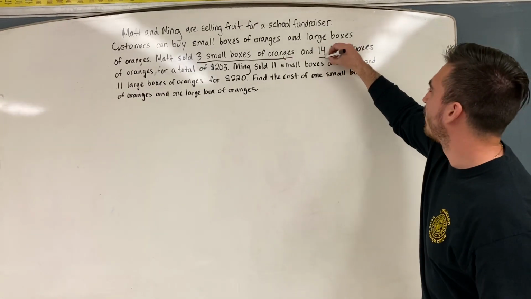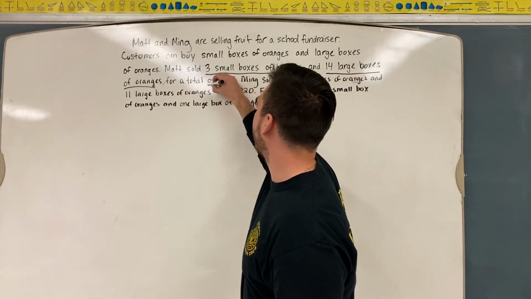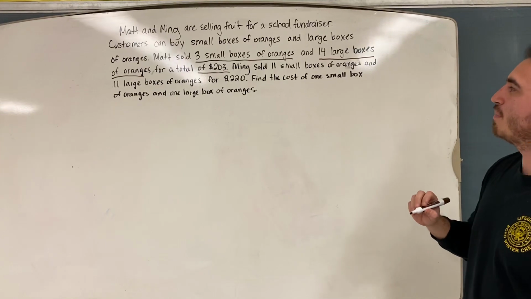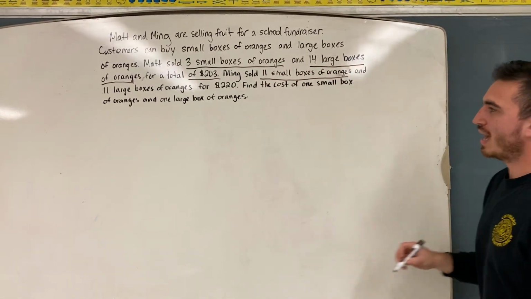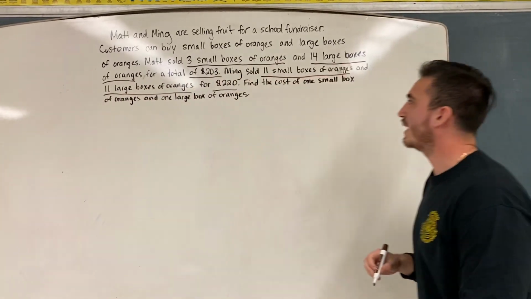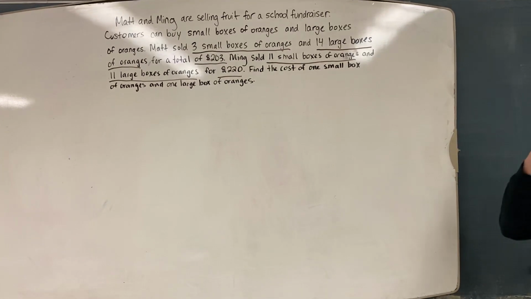And 14 large boxes of oranges for a total of $203. So that is one person. After that, it said Ming sold 11 small boxes of oranges and 11 large boxes of oranges for $220. Find the cost of 1 small box of oranges and 1 large box of oranges.